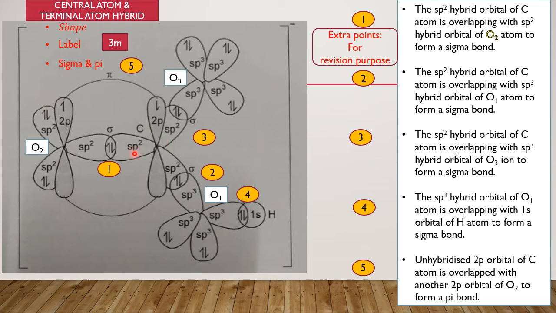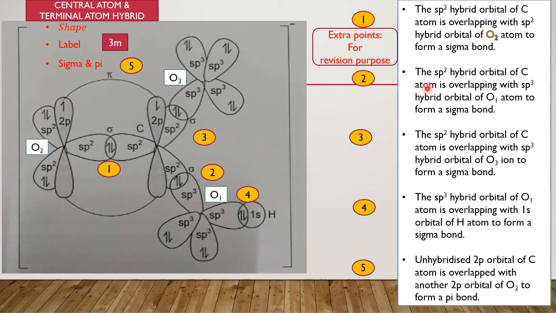And then make sure you label all the sp2, 2p orbitals, everything. So sp3 for 4, sp3 for 4, sp2 for 3, sp2 for 3, and then the 2p, 2p pure orbitals, and then the 1s orbital of the hydrogen atom, and the labels O1, O3, carbon, O2. And then you must show the lone pairs, the pair of electrons for the sigma bond, and the pair of electrons for the pi bond. All the electron pairs must be shown clearly in order to get 3 marks.